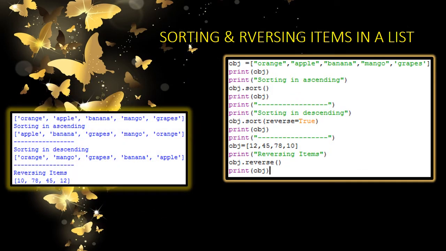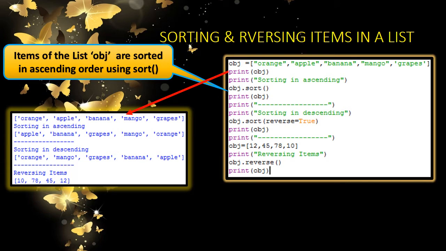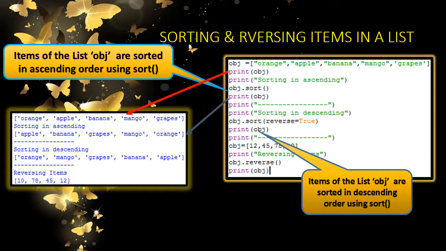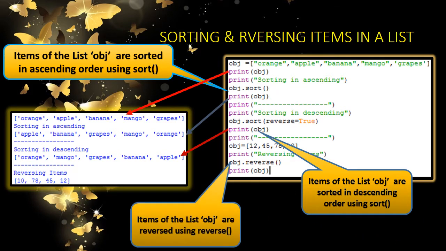Given a list, using the sort function we are going to sort the elements of the list obj in ascending order. By passing reverse equal to true, we can sort the elements in descending order. And next, the reverse function is used just to reverse the elements in the list obj.